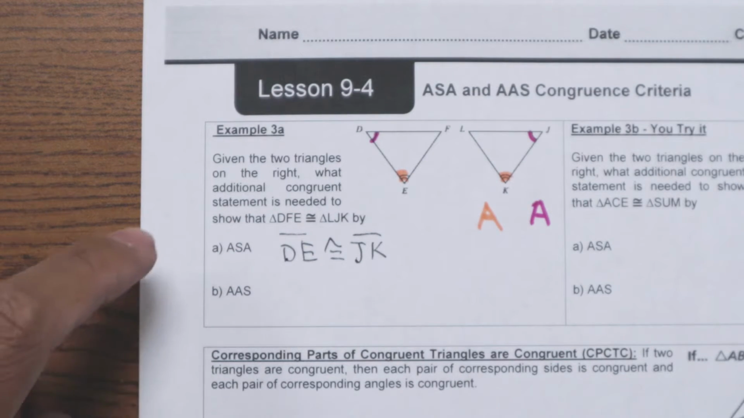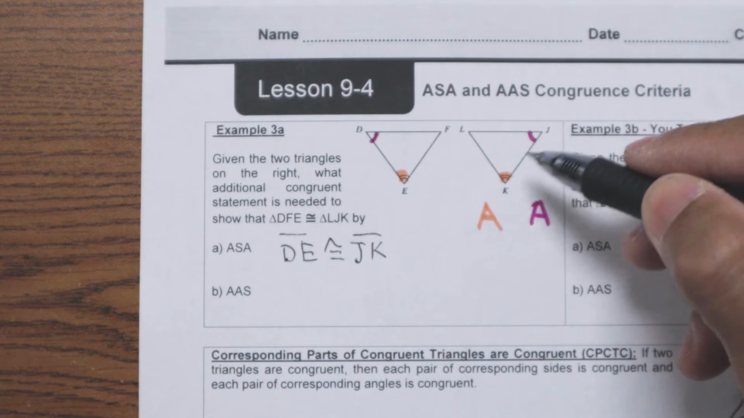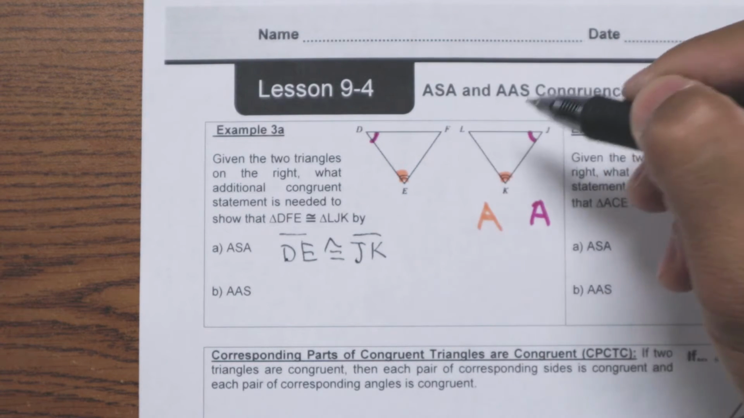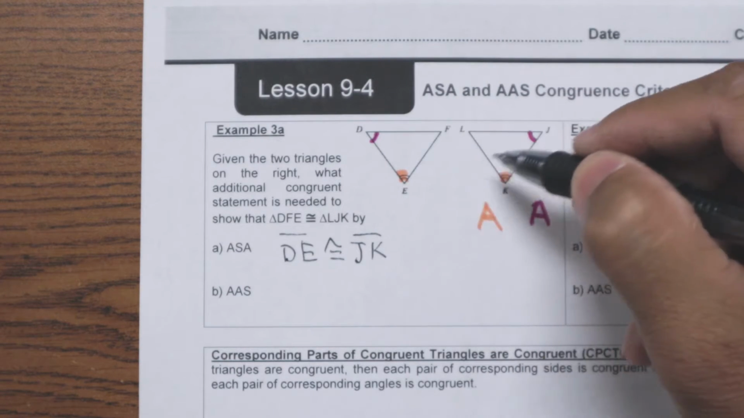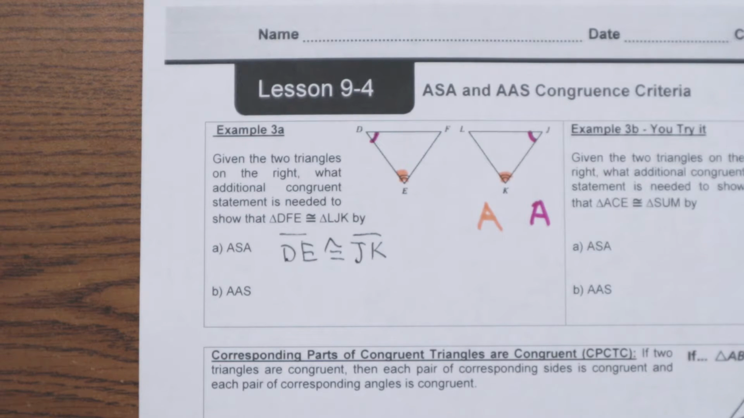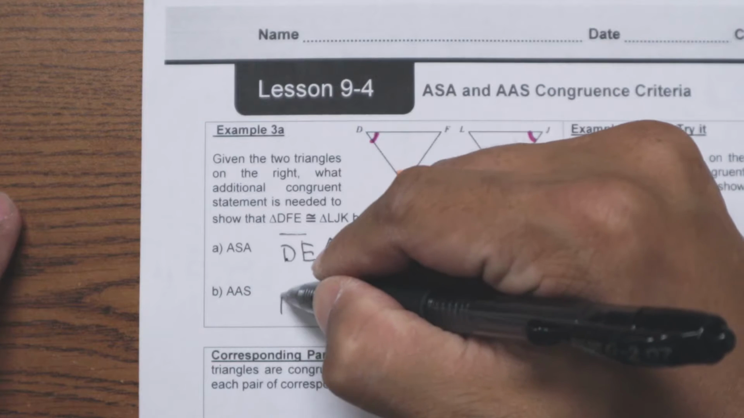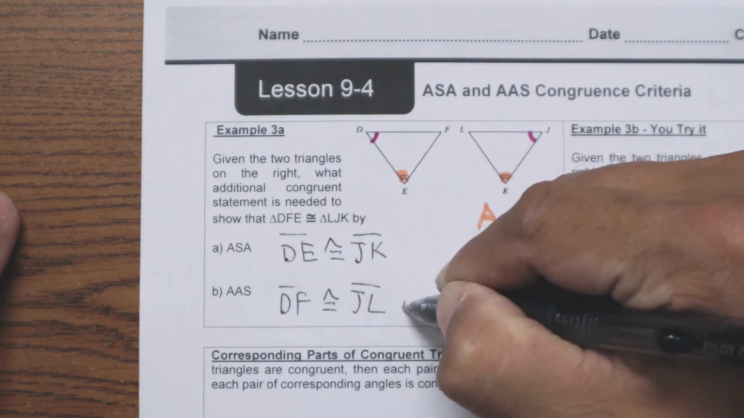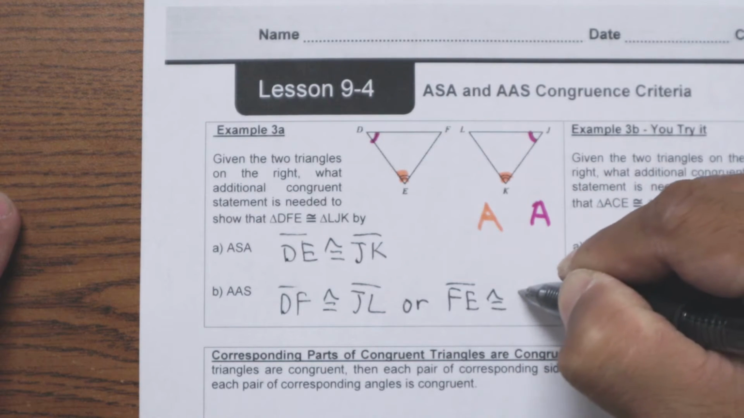Well, to prove it again by AAS, we're going to pick another pair of sides that is not in between. So there's actually 2 sets of answers for AAS. Either you could pick the sides on the top, or you could pick the sides EF and LK. So there are 2 sets of answers, and they're both acceptable. So either you're going to say segment DF is congruent to segment JL, or you could say segment FE is congruent to segment LK.